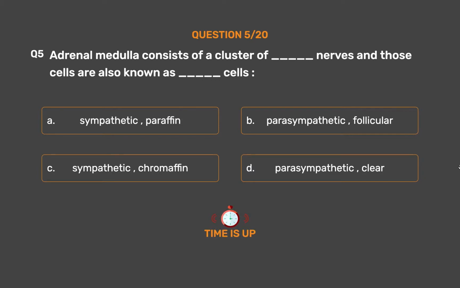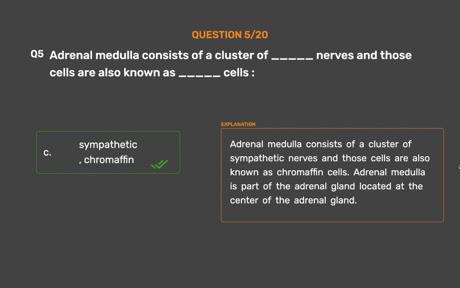The correct answer is option C. Sympathetic, chromaffin. Adrenal medulla consists of a cluster of sympathetic nerves and those cells are also known as chromaffin cells. Adrenal medulla is part of the adrenal gland located at the center of the adrenal gland.